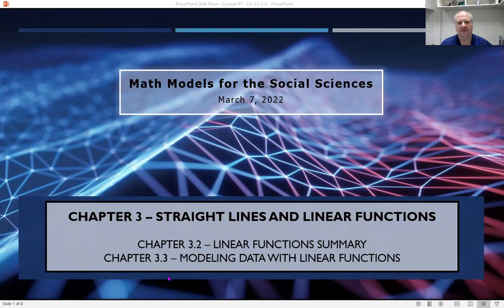But I'd like to leave that out of our video recording so that this lesson can be shared with other classes. Today, we're going to do Chapter 3.2, which is Linear Function Summary. And then we're going to do Chapter 3.3, which is Modeling Data with Linear Functions. Chapter 3.2 is going to feel like a review of high school algebra. In Chapter 3.3, we're going to start talking about how to model data using technology.